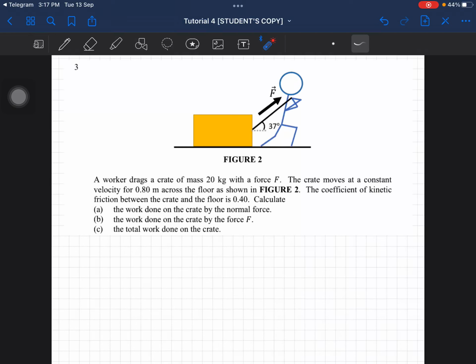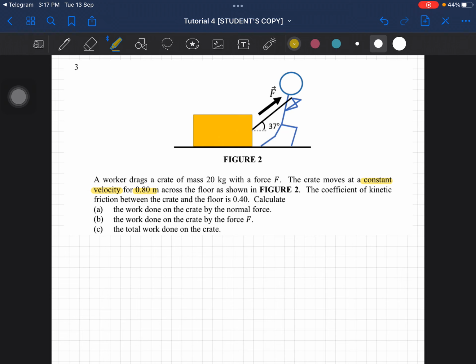Question number 3. A worker drags a crate of mass 20 kilograms, so this is 20 kilograms with a force F. The crate then moves at a constant velocity. Constant velocity means acceleration is 0, over 4.8 meters.